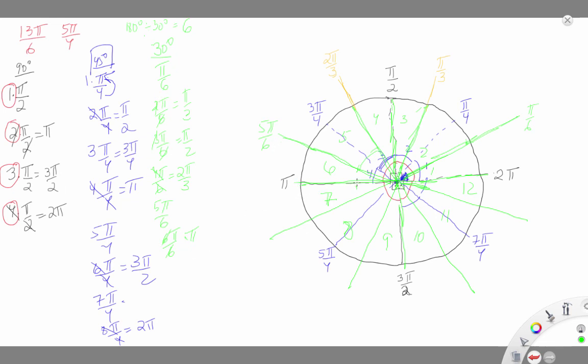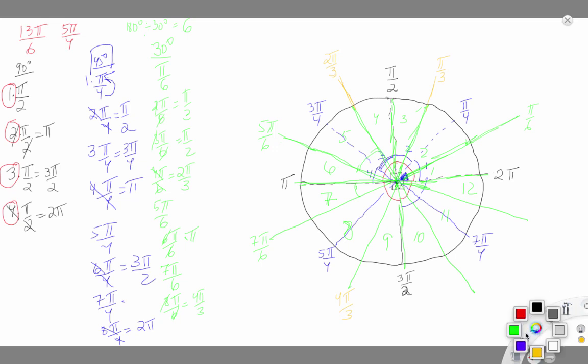Next I have 7 times 30 degrees, or 7 times pi over 6. I can do nothing with it. I cannot simplify it, so I'm going to write it in. Then 8 times pi over 6, and I can simplify this to turn into 4 pi over 3. 4 pi over 3.